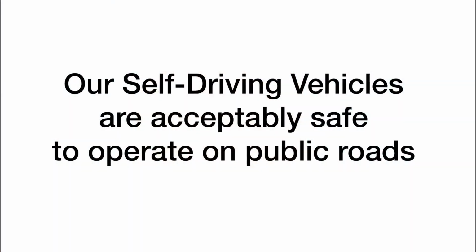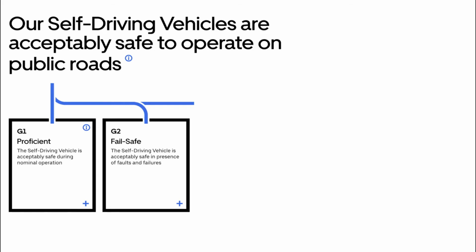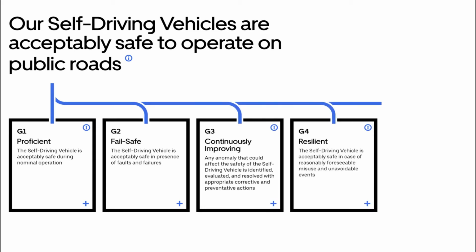Our safety case starts with a simple primary argument, that our SDV is acceptably safe to operate on public roads. This primary argument is supported by our 5 core principles: proficient, fail-safe, continuously improving, resilient, and trustworthy. We recently revised our safety case framework to be compatible with UL 4600. Last year's version contained approximately 600 nodes. With the recent revision, and in the spirit of our principle of continuously improving, we are up to over 3,000 nodes. So ever evolving in its complexity and robustness.